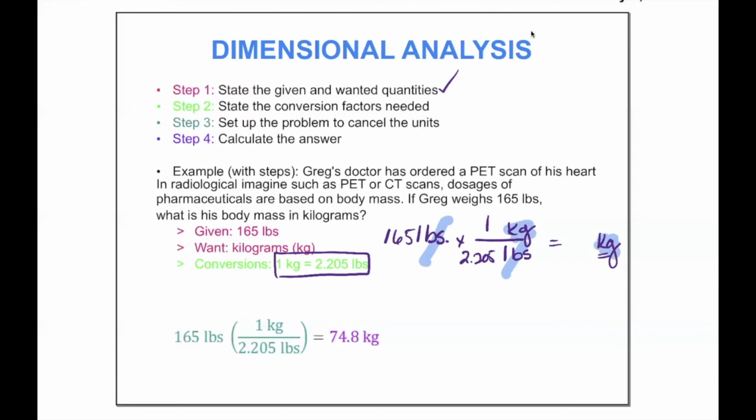So I've set up the problem. I've looked at the conversion factors that I need, and I've set up the problem to cancel the units. And so now I just simply have to calculate my answer, and I would take 165 and divide it by 2.205, and that gives me the answer of 74.8 kilograms. My 165 pounds gives me 3 sig figs, and so I report my answer in 3 sig figs with units and then circle your answer.